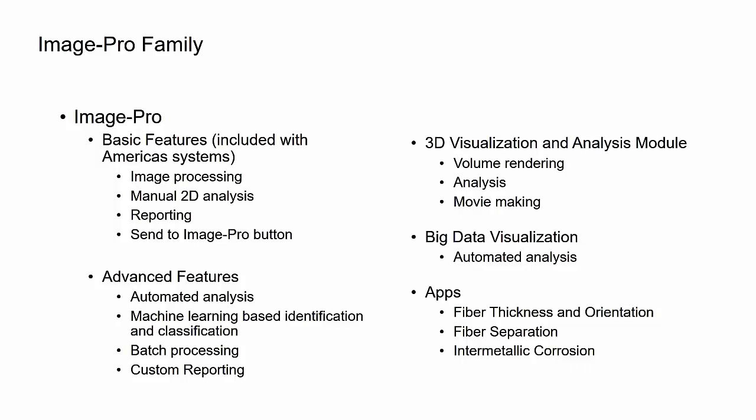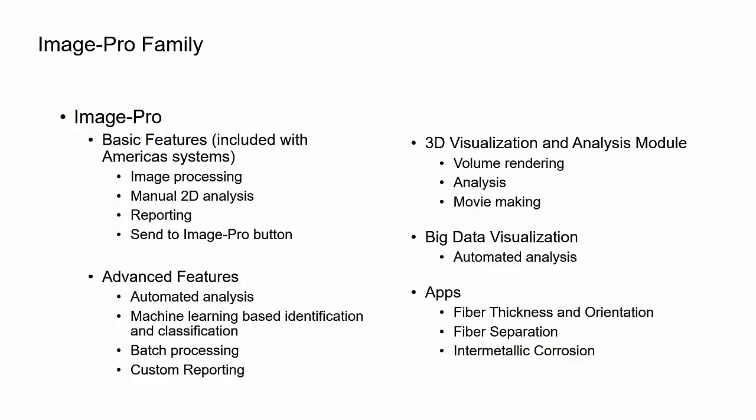And then there are the Image-Pro Advanced features, which is a separate edition, which includes automated 2D analysis, and from a segmentation standpoint, identifying your objects of interest, machine learning-based identification of your materials or objects, and classification, batch processing, because many times you're analyzing more than a single image, and custom reporting of the data.